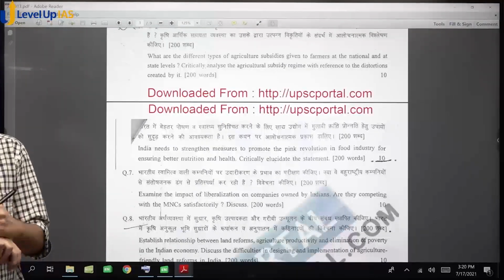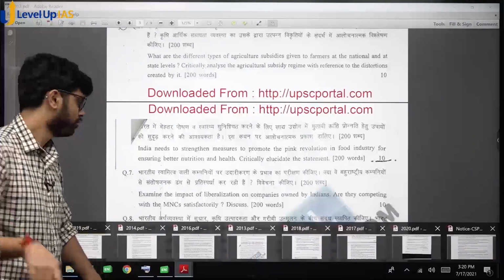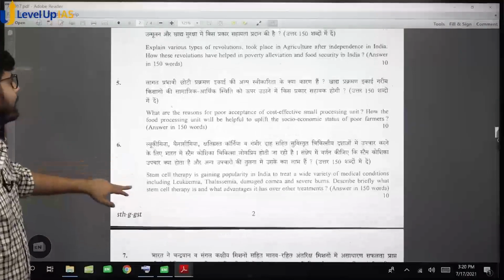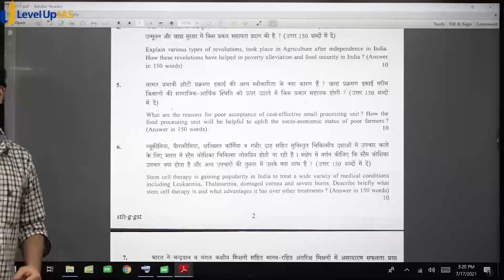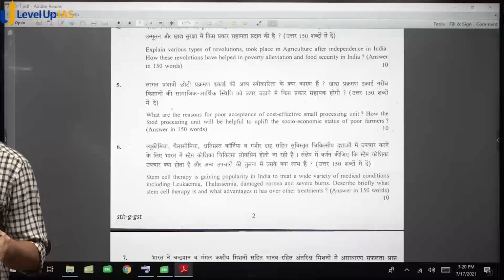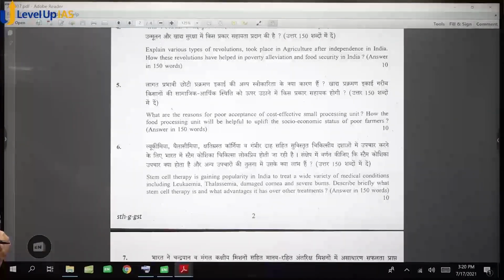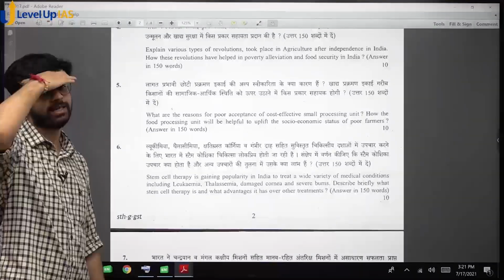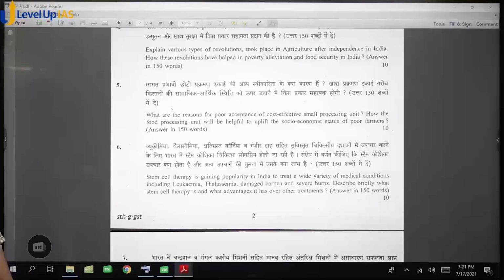15-6 done, 13-6 done. Then let us go to 2017, question number 5. Read the question. What are the reasons for poor acceptance of cost-effective small food processing units? How will the food processing unit be helpful to uplift the socio-economic status of poor farmers? So how does it help farmers? That is what they are asking. Second part, what are the reasons for poor acceptance of cost-effective small processing units?